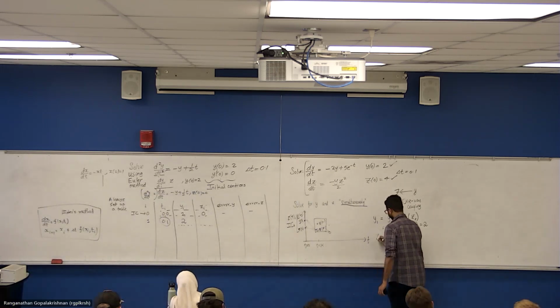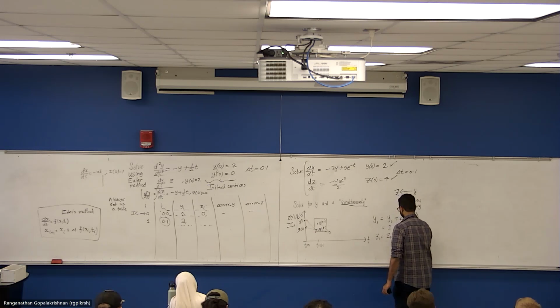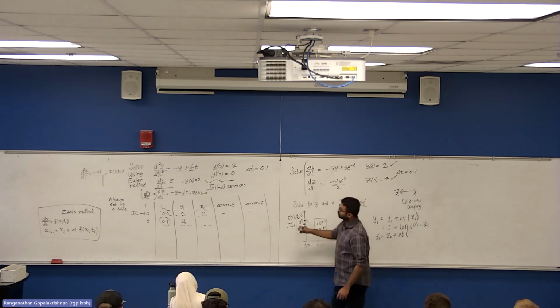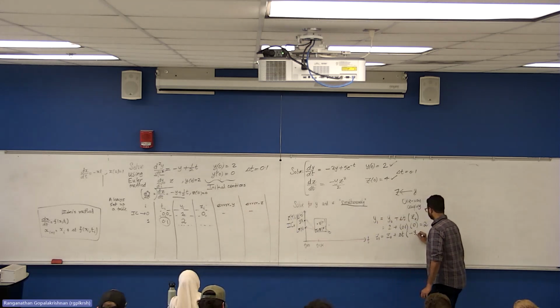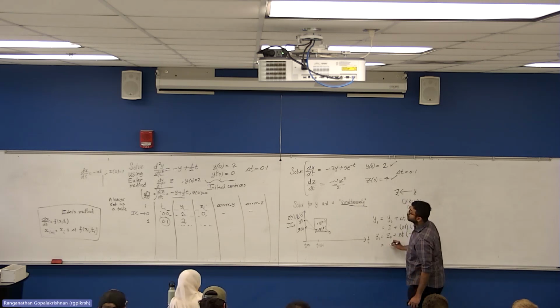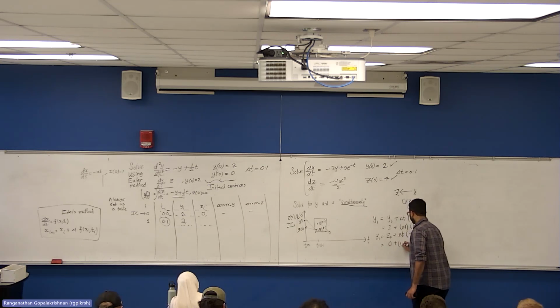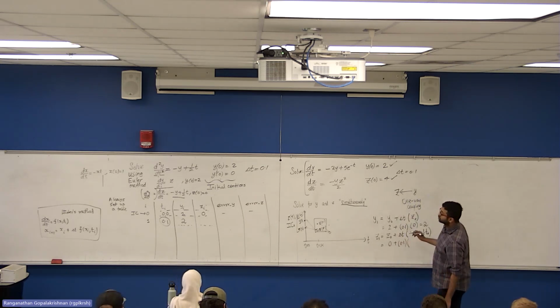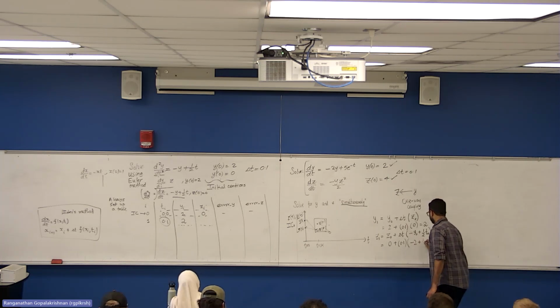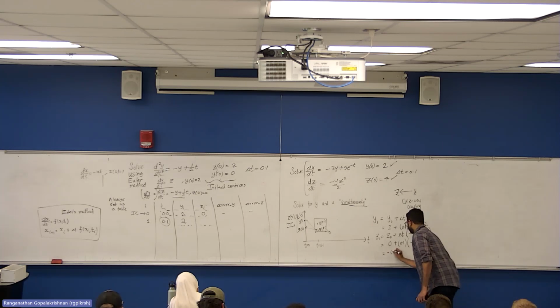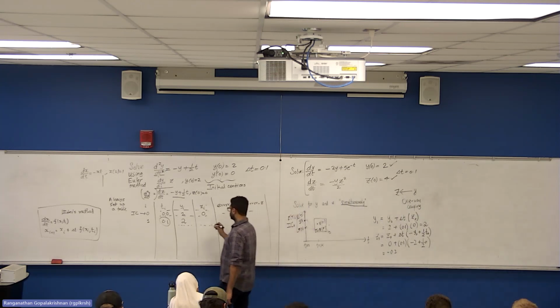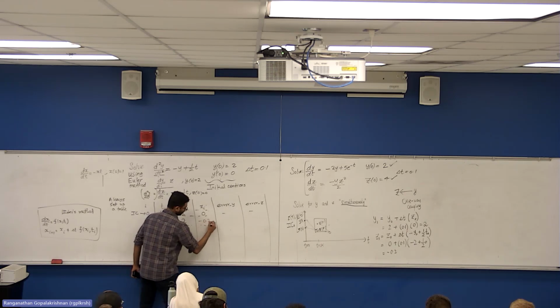z1 is z0 plus delta t times, I look at this function, minus y0 plus half t0. So this is z0 is 0 plus 0.1 times minus y0. y0 is 2 plus half times t0 is 0. So I get minus 0.2. So z updates to minus 0.2.